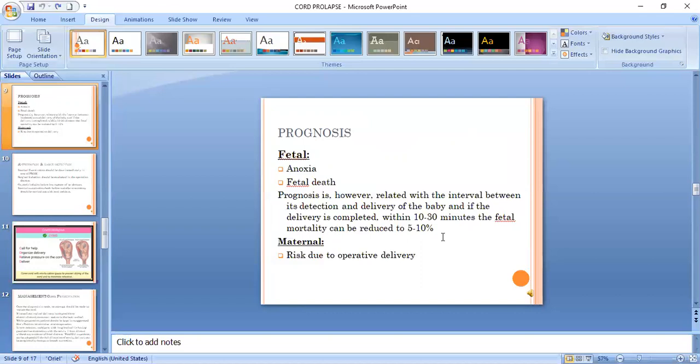as it is an emergency condition, in some cases we will take the mother for cesarean section or any other operative delivery. So there can be risk due to operative delivery. So that is about the prognosis.